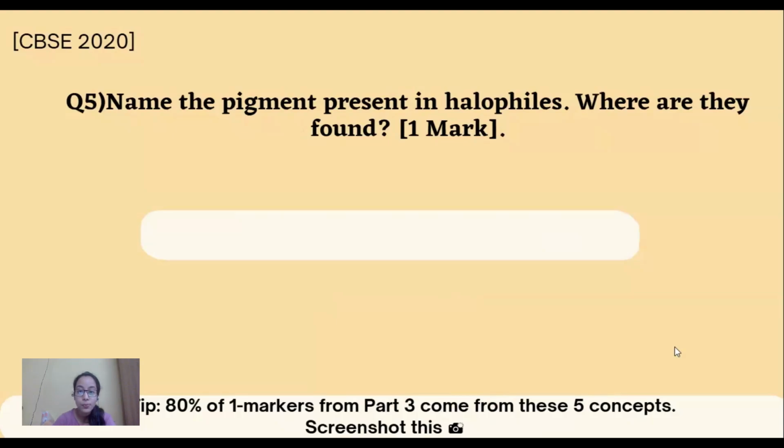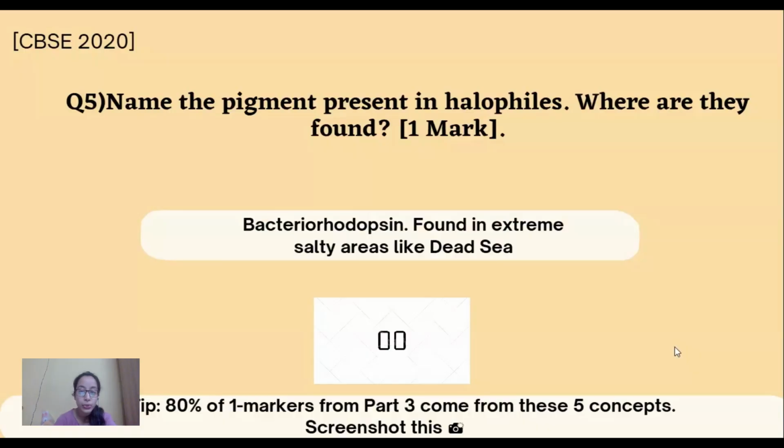Name the pigment present in halophiles. Where are they found? This is also a 1 mark question, and the timer starts now. The answer is Bacteriorhodopsin, found in extreme salty areas like the Dead Sea.